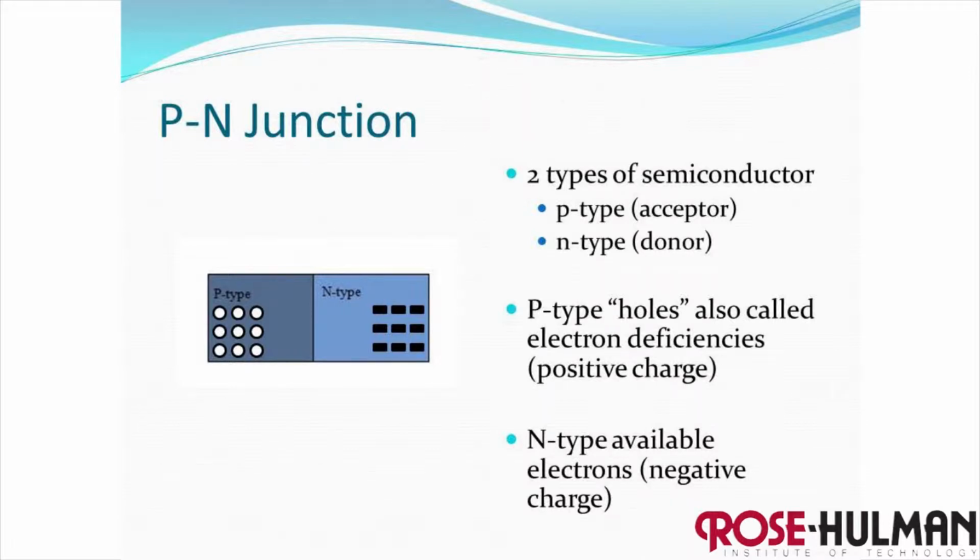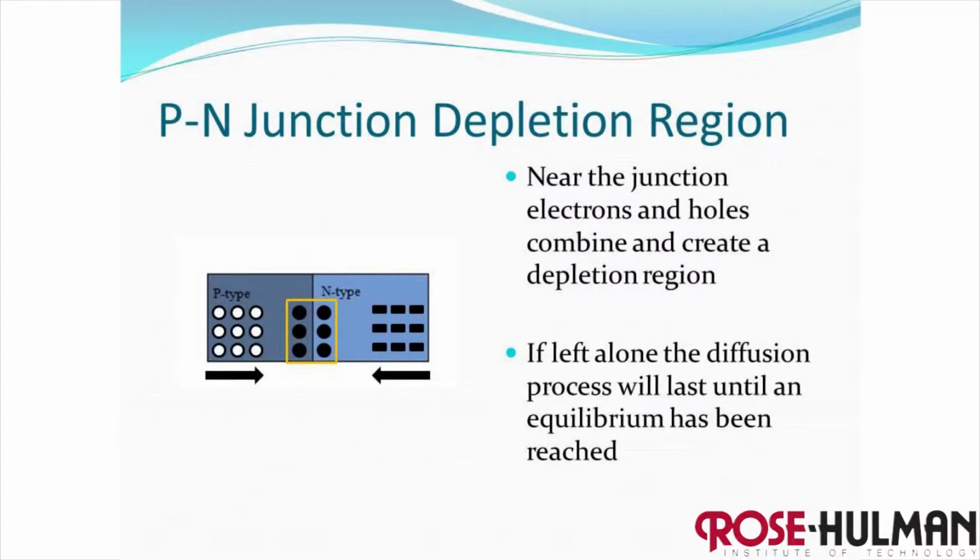The p-type is an electron acceptor since it has electron deficiencies, or holes. The n-type is an electron donor. In simple terms, the holes are positive, designated by the white circles, and the electrons are negative, designated by the black bars. There is a region near the junction where these electrons and holes combine, a depletion region.